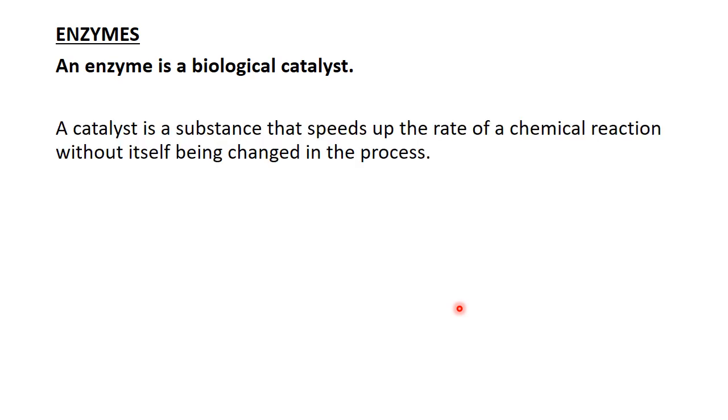So what is an enzyme? An enzyme is defined as a biological catalyst. Biological means it's something that has to do with life or living. And what is a catalyst? A catalyst is defined as a substance that speeds up the rate of a chemical reaction without itself being changed in the process. So you can picture a catalyst as something that helps something to happen faster without it being really involved in the process.